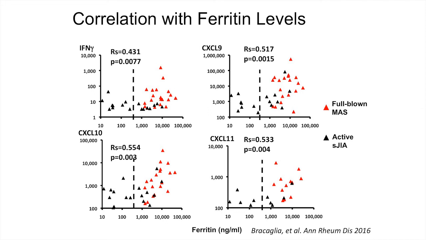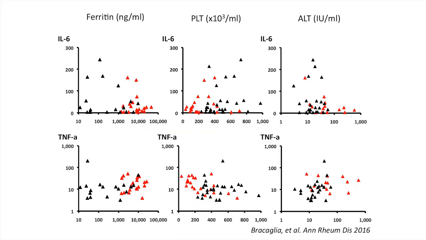But another interesting feature is that if you look at the correlation between, for example, CXCL10 and ferritin, it's remarkably high for patients with MAS, but there is absolutely no correlation for patients who don't have any features of MAS. We certainly see it as evidence suggesting a causal relationship between interferon and macrophage activation syndrome. That's another way to look at the data.